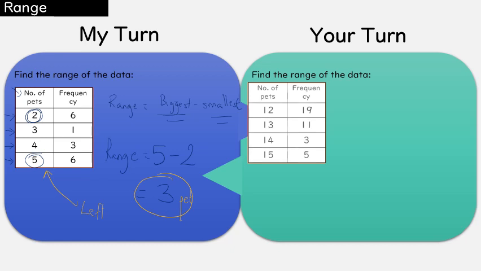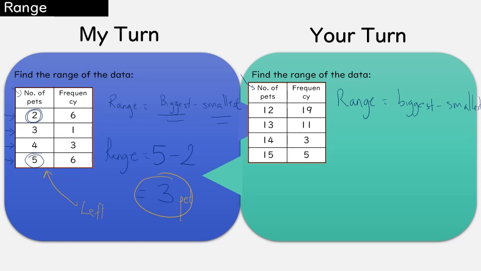Your turn now. Have a go at this one here. Pause the video and then come back to it when you're ready. Okay, I'll come back. So the range, remember, is the biggest value, take away the smallest. And we've got to be really careful. We're looking at the left column. So again, this time we're looking at number of pets.